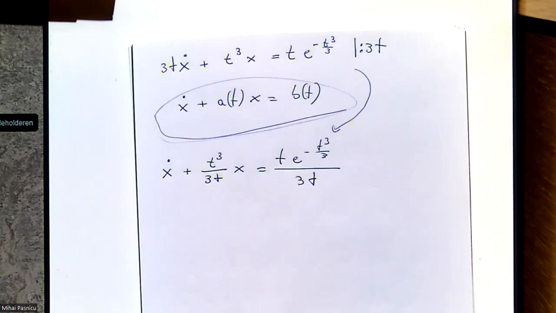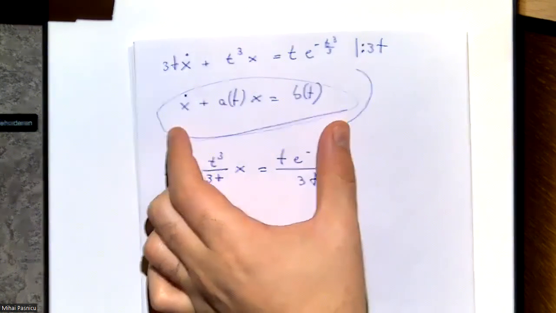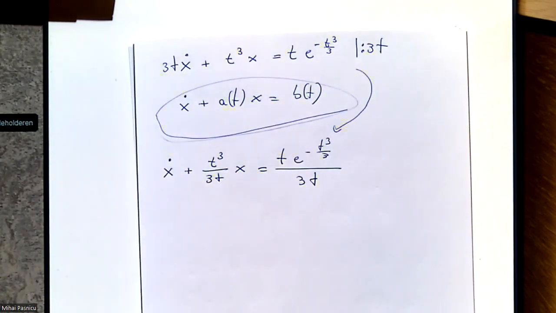Everyone on board with this? Again, I divided by 3t because I wanted to get to the equation that looks like this. I only know this equation. That is what I need to bring it to.